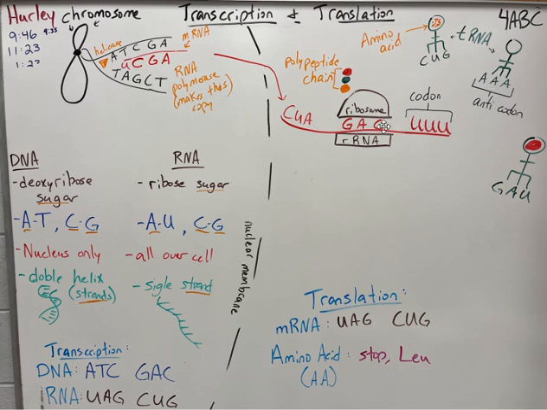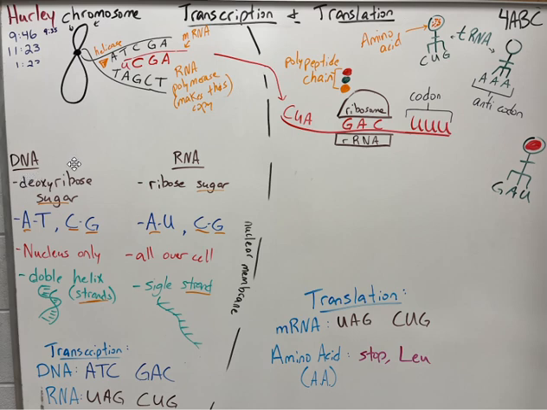This is called a codon when it's on the mRNA. It's called an anticodon when it's on the tRNA, and that is how the amino acids get built into a polypeptide protein chain. All right, so let's talk real quick about DNA versus RNA.